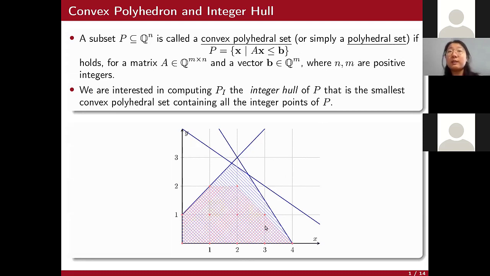The blue shaded area can be described as a convex polyhedral set. But if we want to compute the integer hull, we want this red area, because all of these points are integer points, and we want the smallest convex polyhedral set that can describe all of them, which is the red area. So our problem is, given this blue polyhedral set, compute this red polyhedral set.